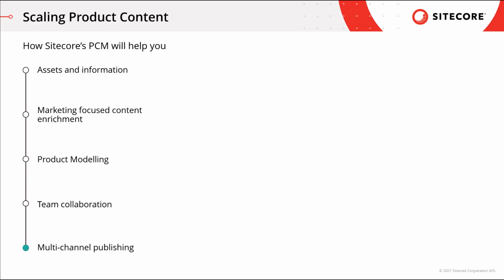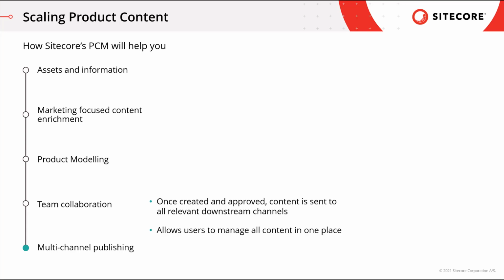We've done it. We got our products ingested. We edited them to make sure they would be easy to understand and stand out to our users. We worked with our teams to enrich them with assets, and now they are ready to be shipped out the door. This is great news. Sitecore PCM is here to make sure that sharing all your hard work to your downstream channels is as easy as possible. This is why, once created and approved, content can be published to any required downstream channels. This allows users to manage all content in one central location.